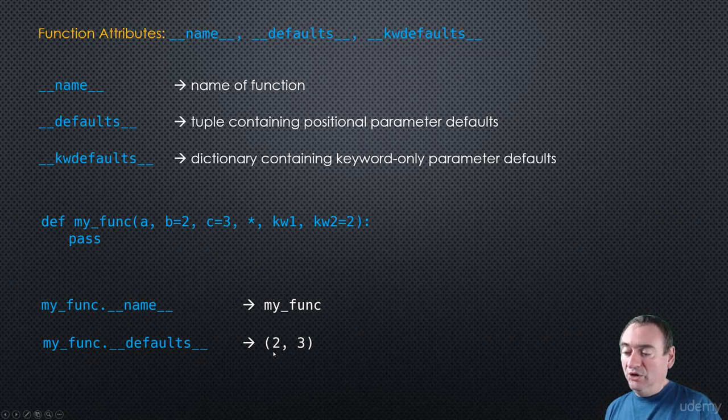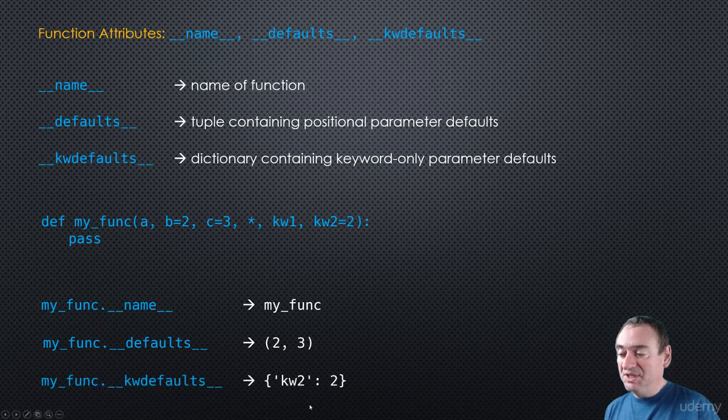You'll notice that it doesn't give us a None. It doesn't tell us that there was another parameter here that didn't have a default value. So when you're matching up the default values with the parameter names, you have to work your way from right to left. And then the same thing with dunder kwdefaults. It works the same way, but it's a dictionary in this case, which gives us the keyword name and the default value that's associated with it.